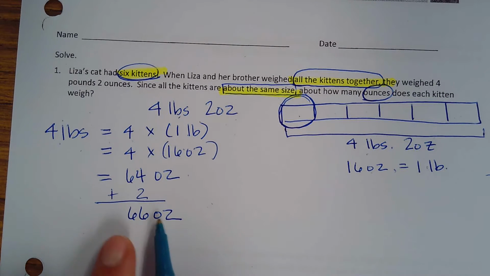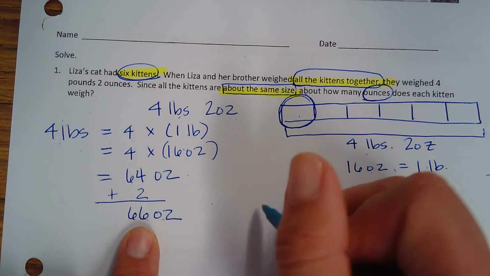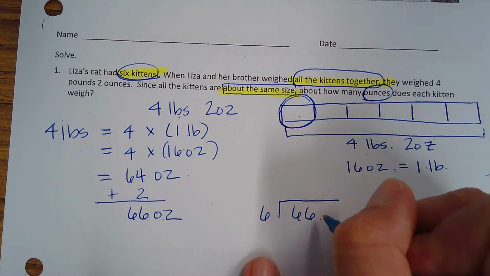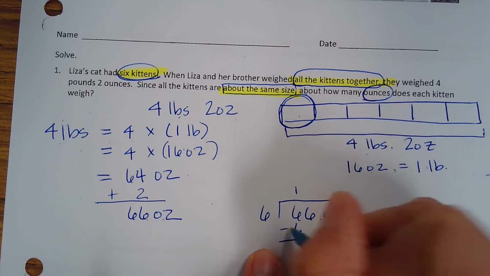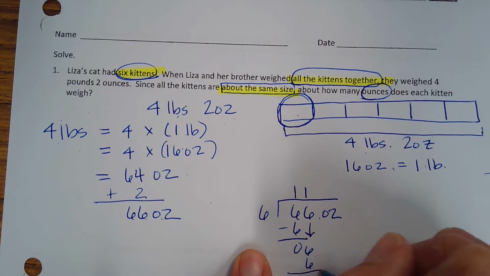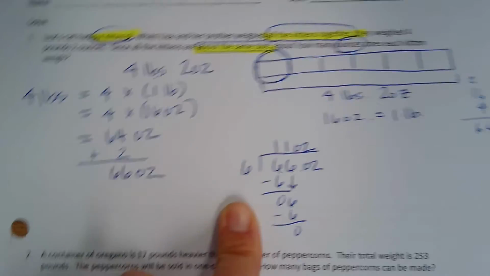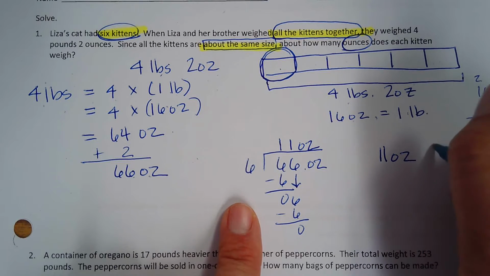Now, we need to divide 66 ounces by how many kittens? So 66 ounces divided by 6, right? Okay, so how many ounces does each kitten weigh? Right, very good. 11 ounces for each kitten.